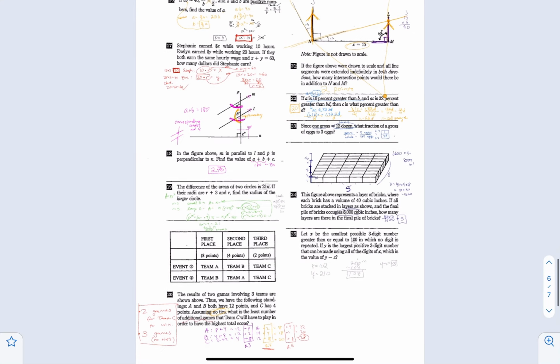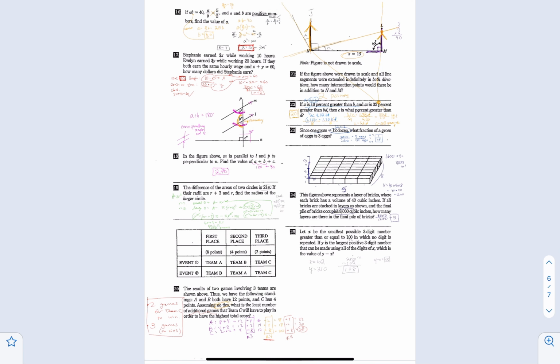Right, and here is the summary for this page.